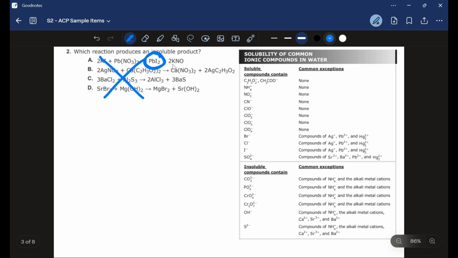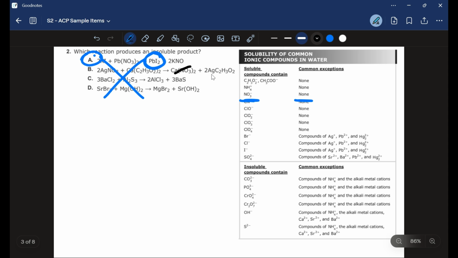So the second one, KNO3. You look for NO3. NO3 is right here. It's soluble. There are no exceptions. That means it's always soluble. So that's a soluble product. But the question only asks for one insoluble product, which means A could still be our answer. But let's check the rest of them anyway. So then we have CaNO3 for answer choice B. Again, NO3 is always soluble. It doesn't have any exceptions. So that's a soluble product.